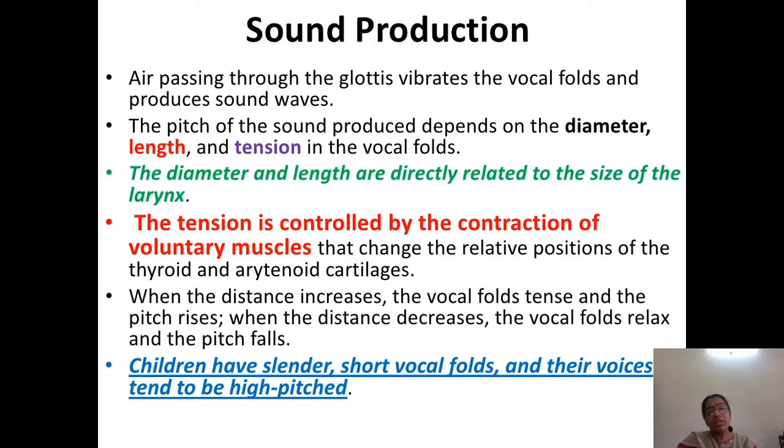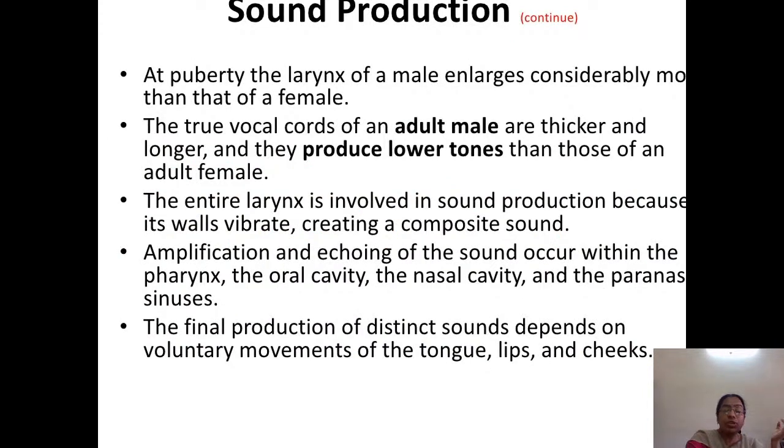The most important thing is that the air entering the larynx forms vibration. This vibration is helpful for the production of sound. The pitch depends upon the diameter, the length and the tension of your vocal cords, and the tension is controlled by the muscles that we have discussed until now, extrinsic and intrinsic muscles. These are helpful for regulation of the tension.